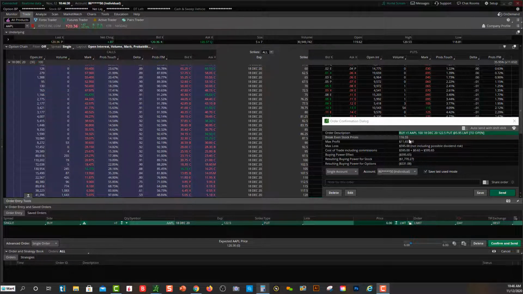So that is 116.55. So your break even is by expiration date of December 18th, 2020. You need Apple to fall from this level of 120-ish area down to at least 116.55 to break even. So right here, you can see this does have a max profit of 11,655. Obviously, that would be great.